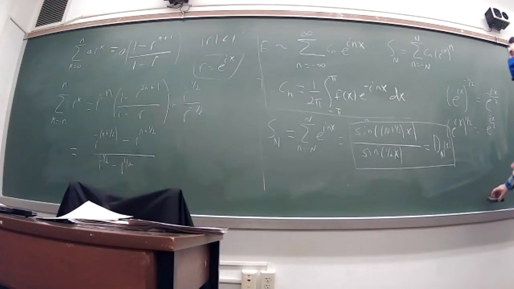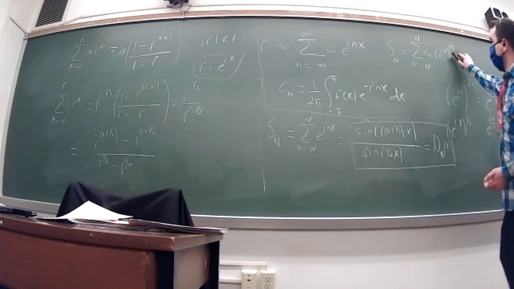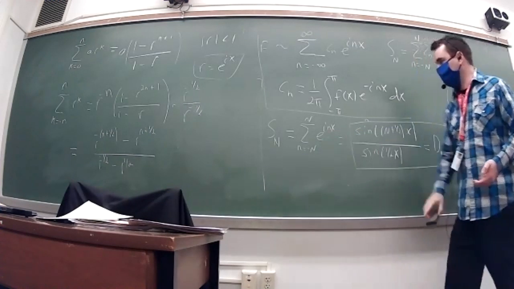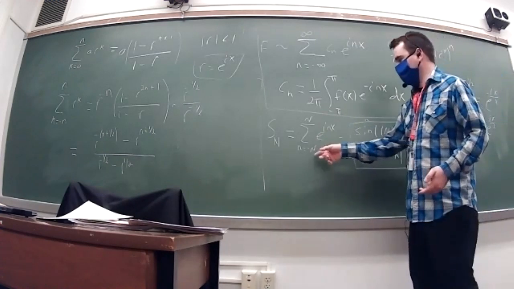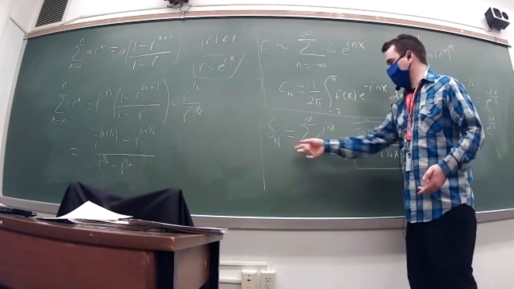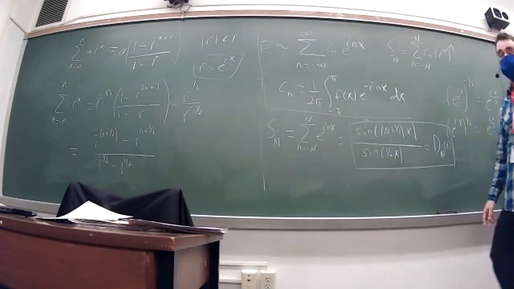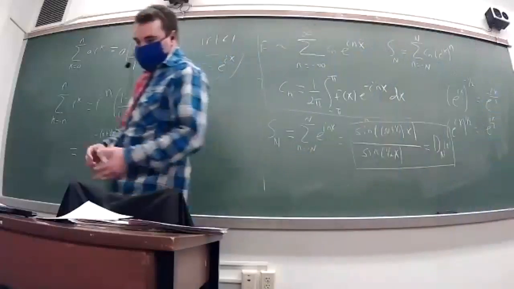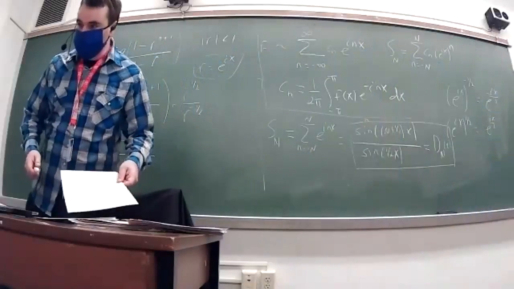Oh, and sorry, so everything on the board is correct, but this S n is obviously not that S n, right? So these coefficients are not included in this calculation. This is just the partial sum of these exponentials. Okay, so any question or comment on that?